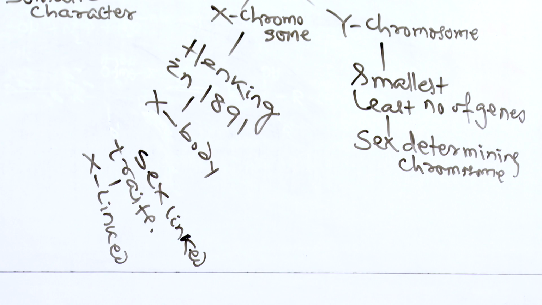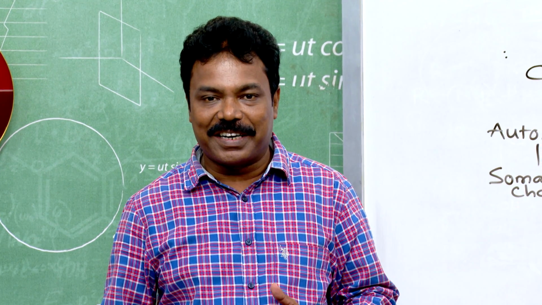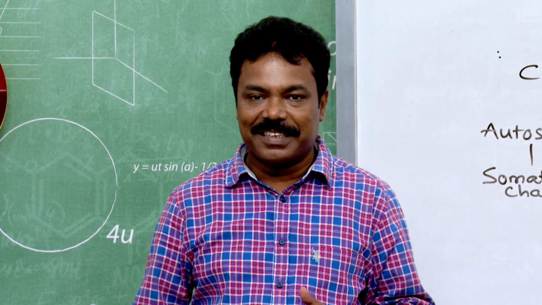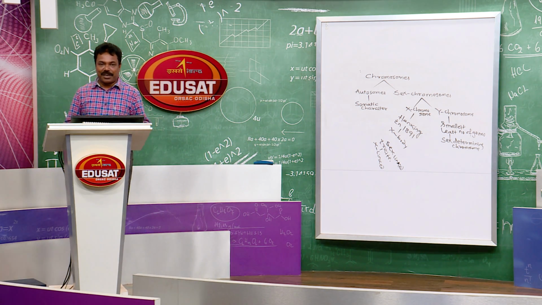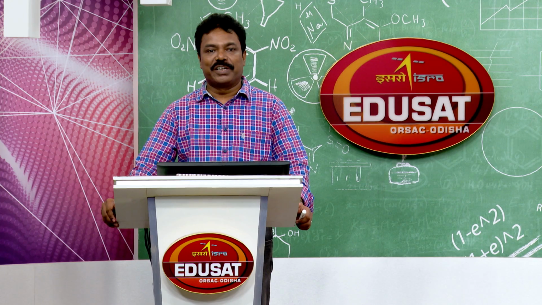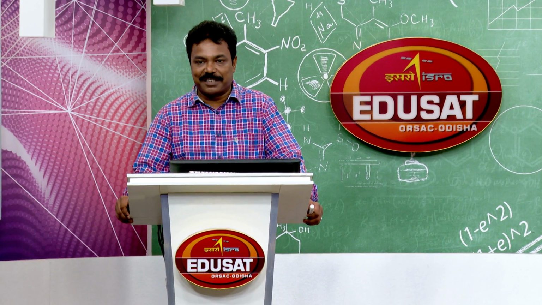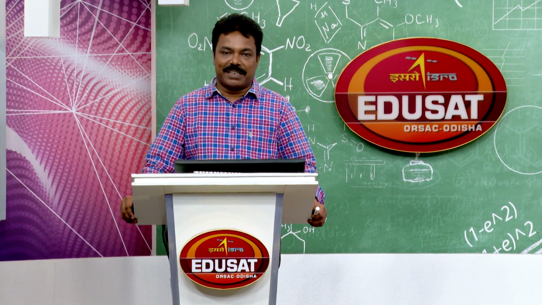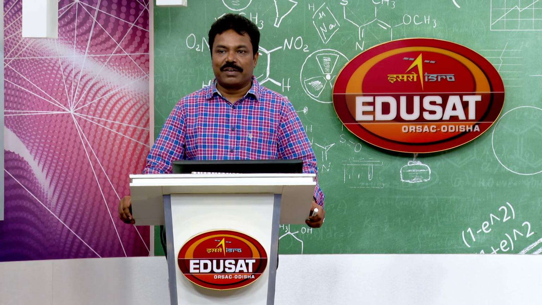Now we shall discuss what are actually sex-linked traits. The genes located on the sex chromosome are called sex-linked genes. The characters they govern are called sex-linked characters, and the mode of inheritance is known as sex-linked inheritance. This sex-linked inheritance was discovered by T.H. Morgan after his experiment on Drosophila melanogaster. You know T.H. Morgan is regarded as the father of experimental genetics. He carried out a number of experiments on the fruit fly Drosophila melanogaster. That's why Morgan is popularly known as the fly man.